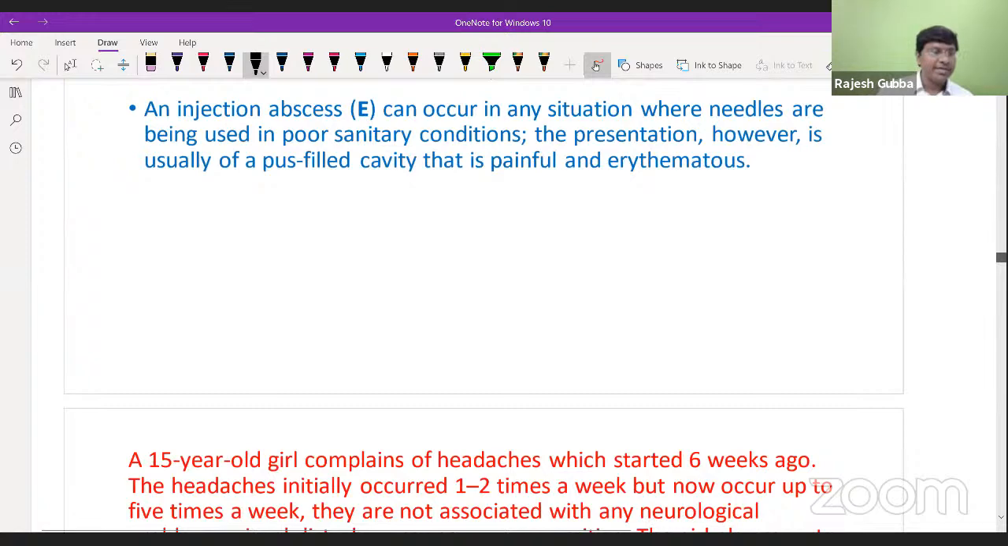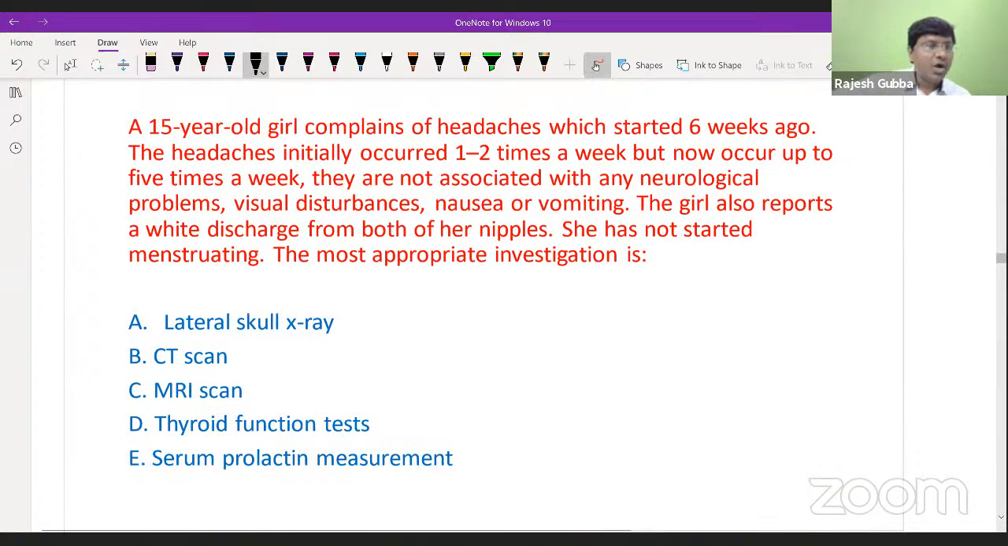Right. This is going to be another very interesting question, and let me see how many of you will answer this question. We have a 15-year-old girl complaining of headache, which started 6 weeks ago. The headache initially occurred 1 to 2 times a week, but now occur up to 5 times a week. They are not associated with any neurological problem, visual disturbances, nausea, or vomiting. That means no neurology problem at all.